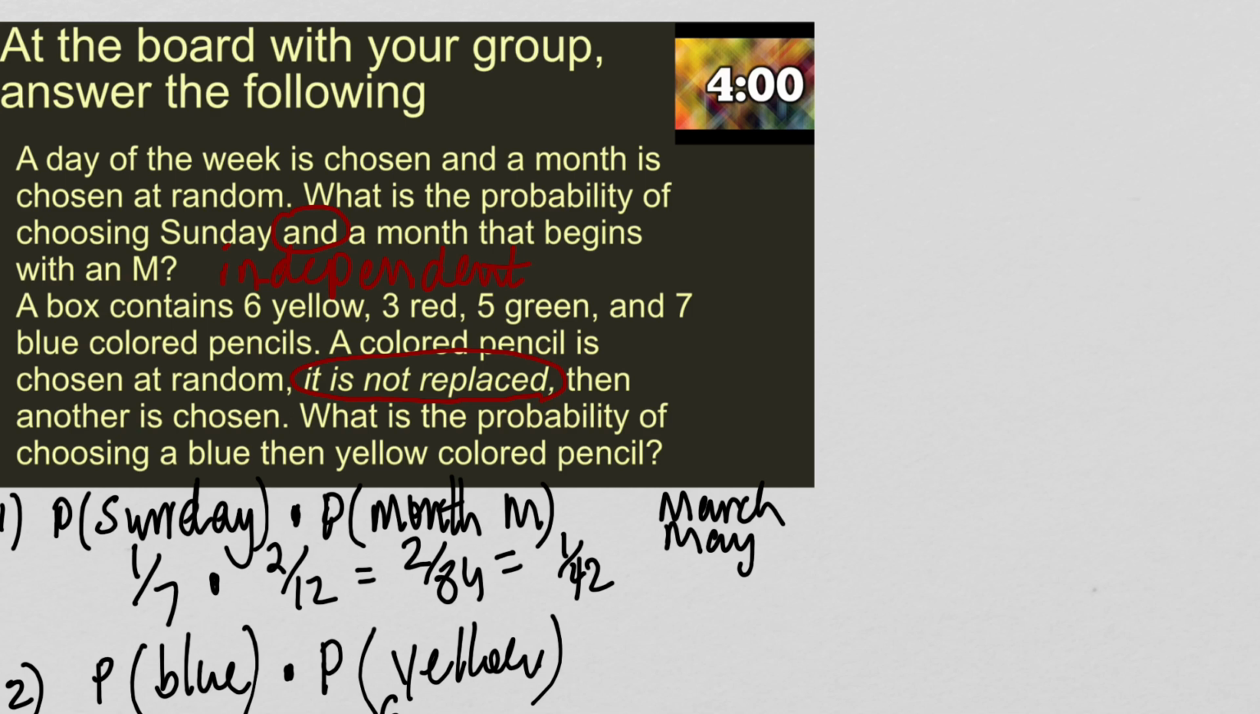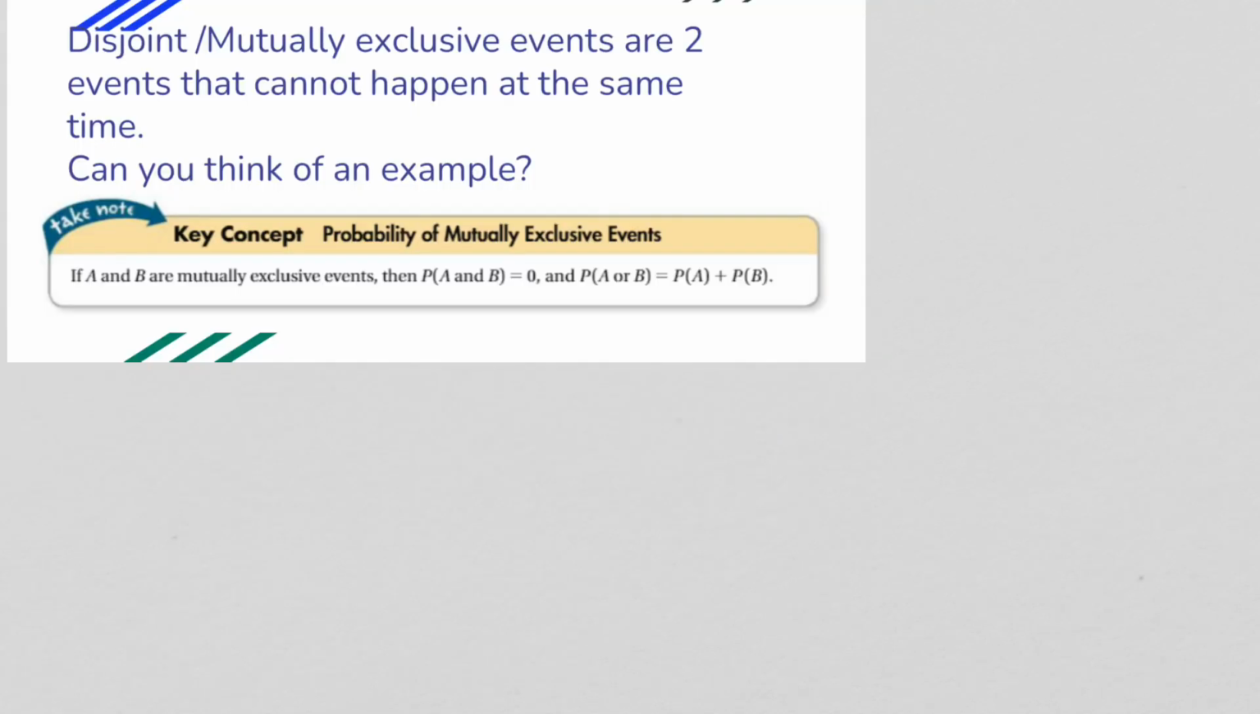All right, now we're going to be moving on to another different type of compound event, which is called mutually exclusive events or disjoint events. I've seen both names. And these are 2 events that cannot happen at the same time. So, pause the video. Can you think of an example that's describing this? I mean, one example could be, you toss a coin, what's the probability of it either having a heads and tails? And that's impossible, right? Because you can have only a head or a tail.